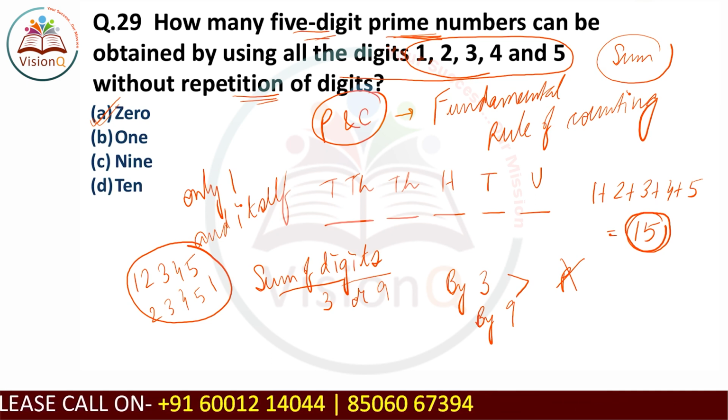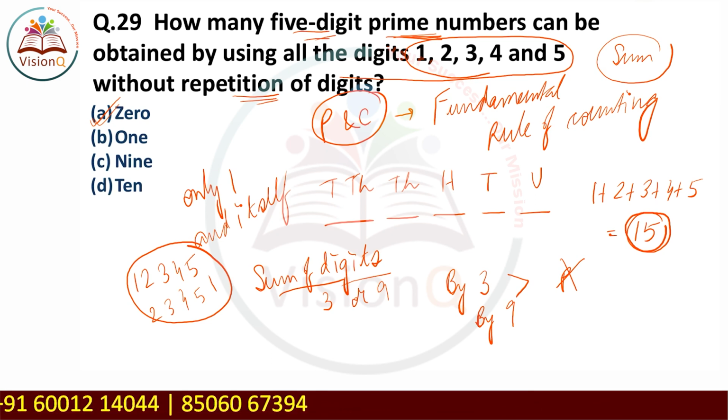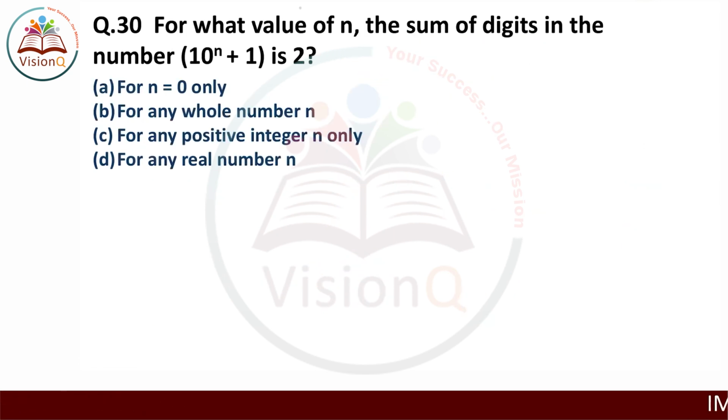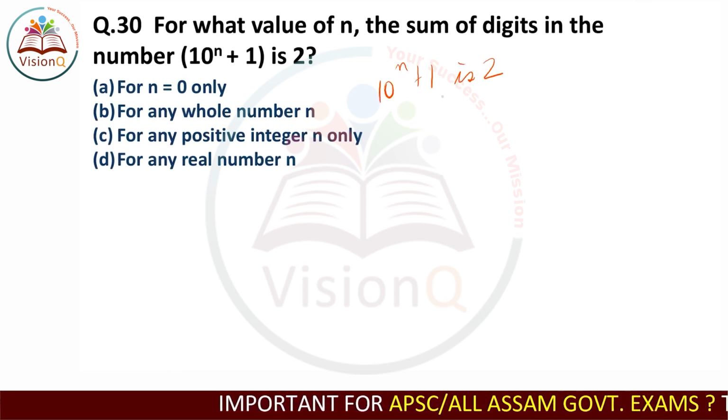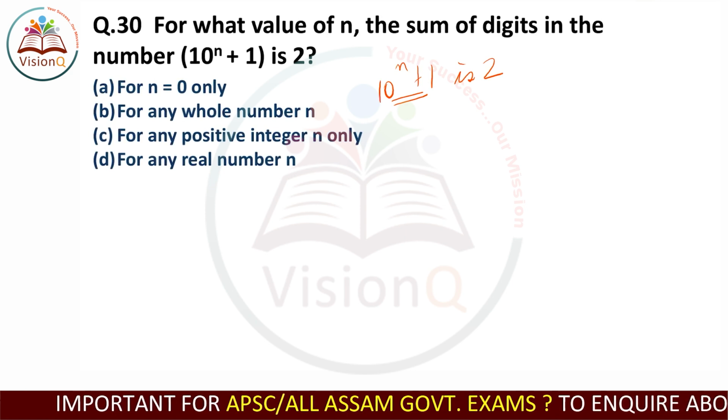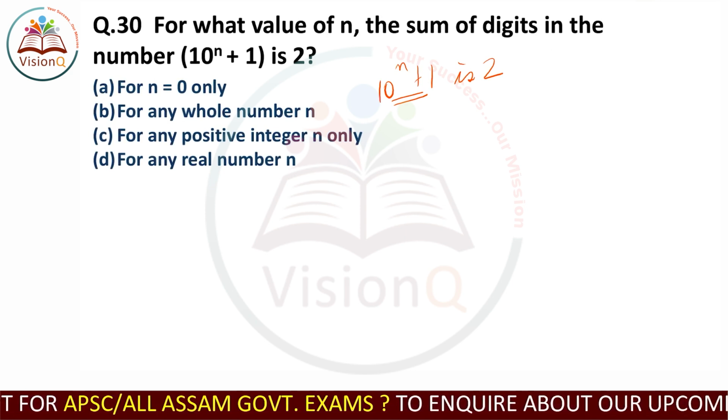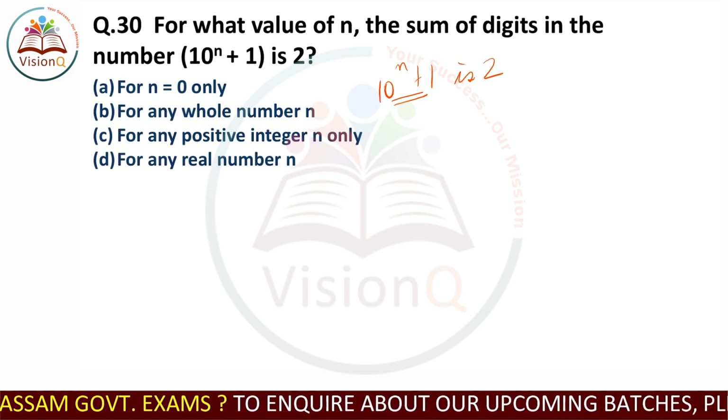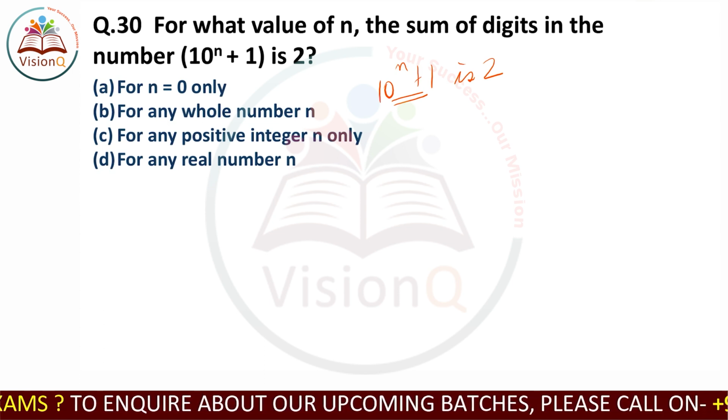So let us discuss the last question of today's series, or part 2 of this discussion, question number 30. For what value of n is the sum of digits in the number 10 to the power n plus 1 equal to 2? A logical question which was asked previously in the UPSC examination. The sum of digits of this number should be 2. For what value of n?